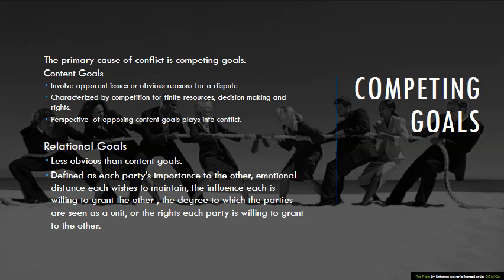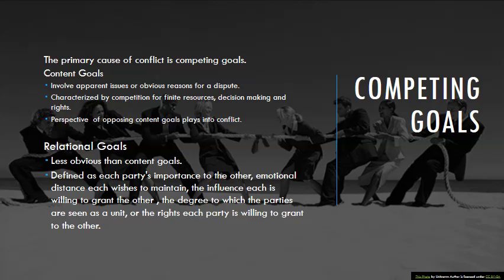Now let's discuss the causes of conflict. The primary reason for conflict is competing goals. And while you may enter a conflict with established goals, those goals can change as new situations develop and as you understand your opponent more.